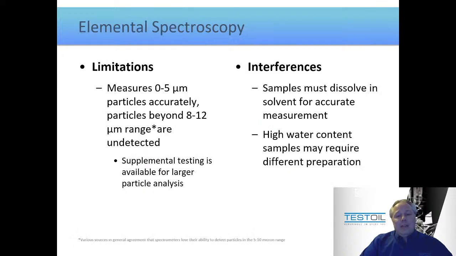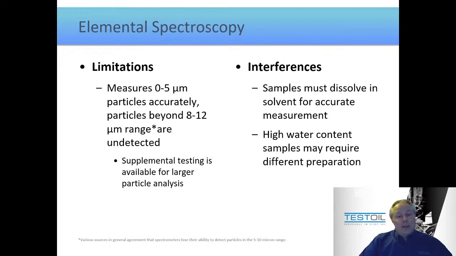One of the reasons we mention all this detail about how the test is performed is that it centers mostly on 0 to 5 micron particles. It measures them very accurately, but anything larger than that and the accuracy takes a bit of a nosedive. Somewhere around 10 microns, this instrument is no longer able to detect those particle sizes accurately. That's an important detail you'll need to remember for some of the other tests.